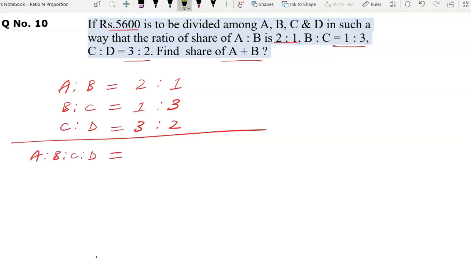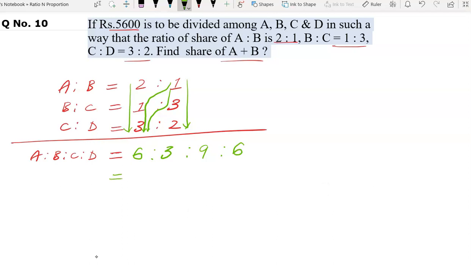So we can use the concept. We will multiply this. 2 into 1 into 3 will give us 6. Now we will multiply 1 into 1 into 3. This will give us 3. Now we will multiply 1 into 3 into 3. This will give us 9. Now we will multiply this. 1 into 3 into 2 will give us 6.